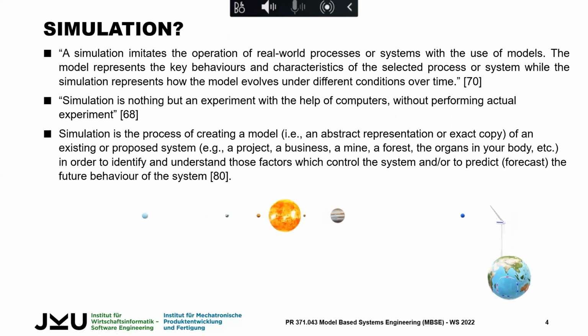Okay, so now we try to see what other people are telling. The definition of simulation. Is it the second one? Yeah, I think so. This is the second one. So before going to the definition, try to understand.